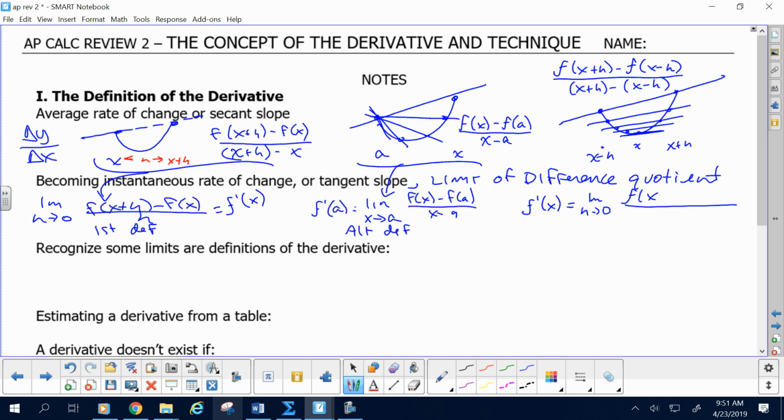The top can stay the same, f of x plus h minus f of x minus h, but let's clean up the bottom. What is x plus h minus x minus h? 2h. The gap is 2h. That makes sense. It's h on the other side. Are you with me? All right.